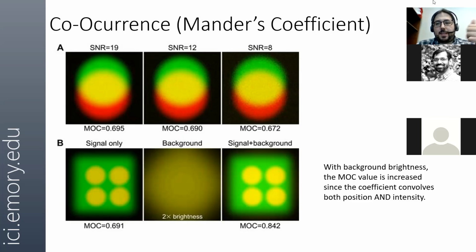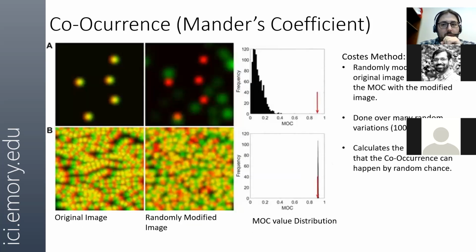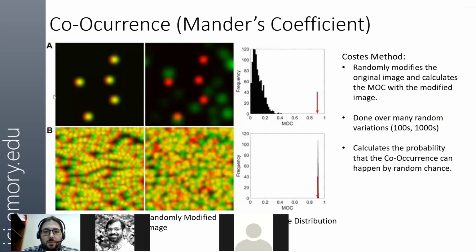That's something to keep in mind, that this coefficient is resistant to changes in the SNR, but is very susceptible to changes introduced via background noise, for example. Another component of making sure you're getting a Manders coefficient and then interpreting it meaningfully is how much of this co-occurrence may be due to something that can occur randomly.